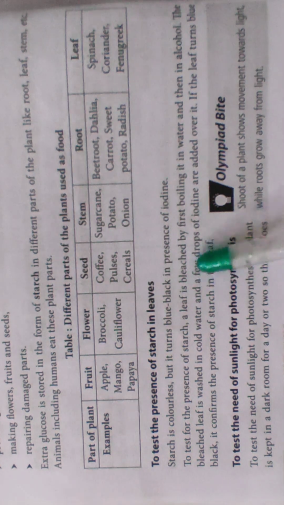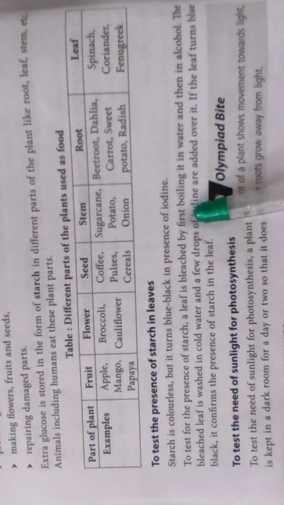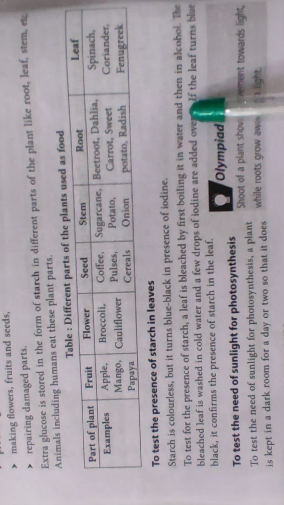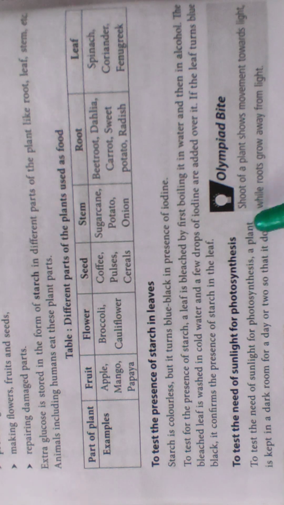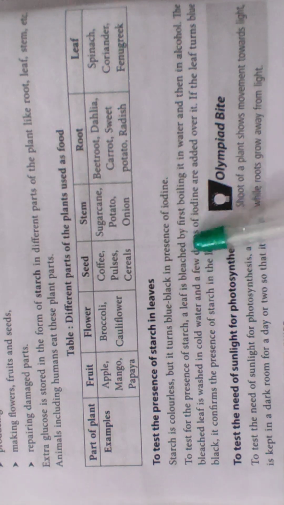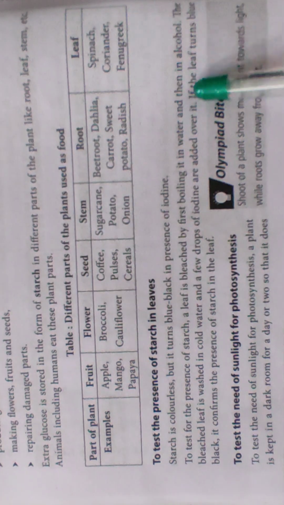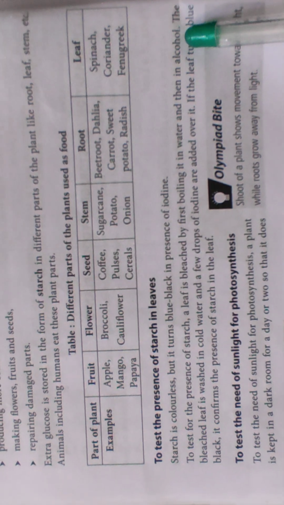So to test for the presence of starch, what are we doing? First we will bleach that leaf. How? By first boiling it in water. Bleach means we will decolor the leaf, so we remove that green color. A leaf is bleached by first boiling it in water and then in alcohol.